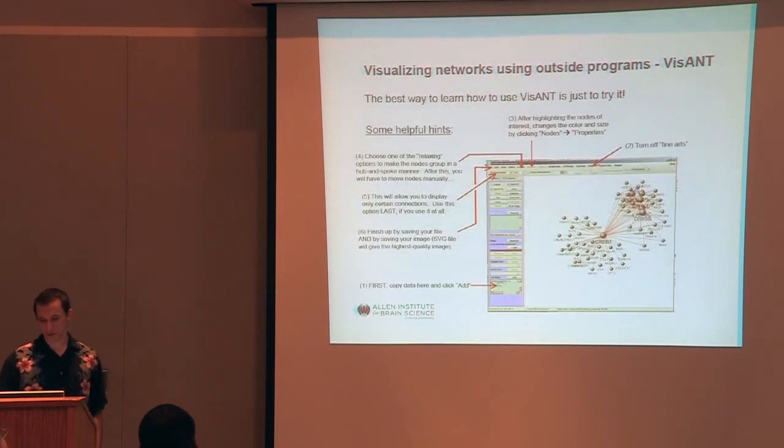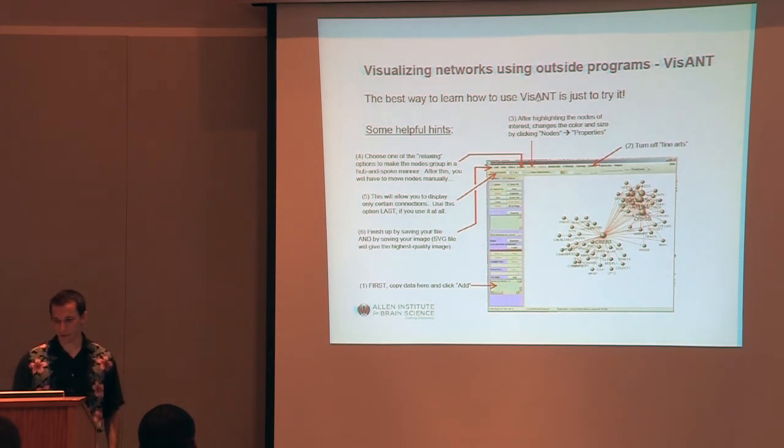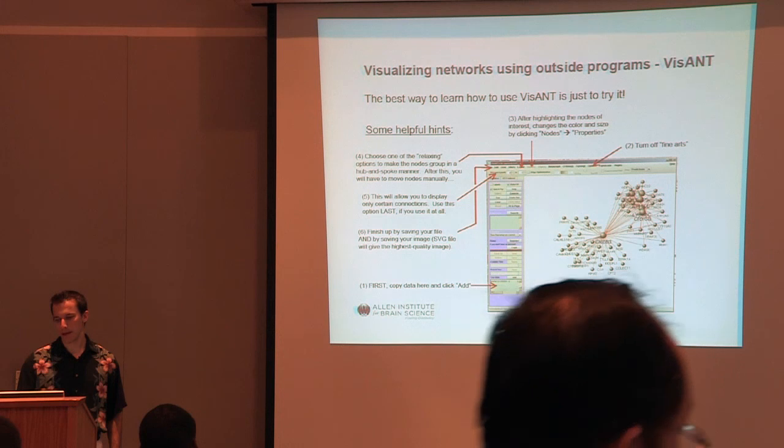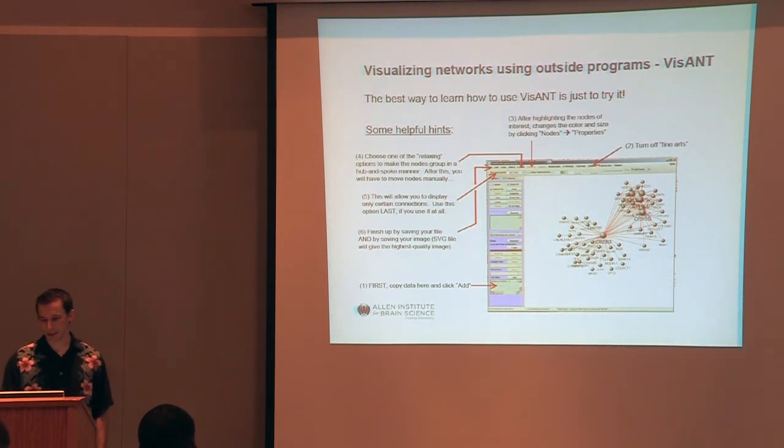And so then you would just copy and paste whatever you wanted from this table into Vissant. This is what a screenshot of what Vissant looks like. So you'd paste your data in here. Over here, there's an option called Fine Arts, which adjusts the thickness of the lines. I don't like having them turned on, but that's just a personal preference. You can also change things like whether you want to have the names of the nodes, the size of them, various things like that under the nodes properties panel.